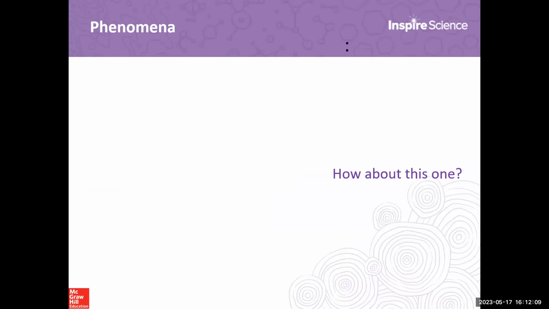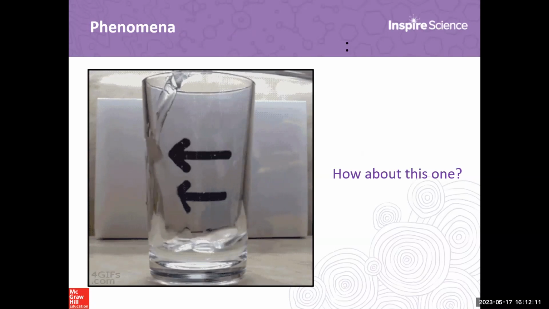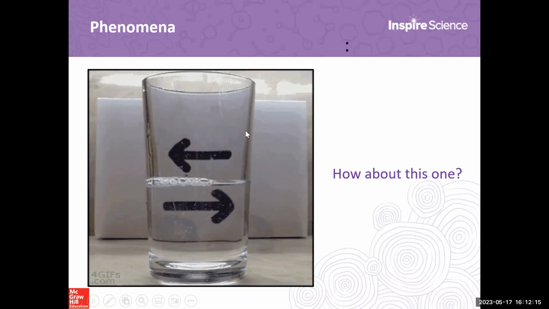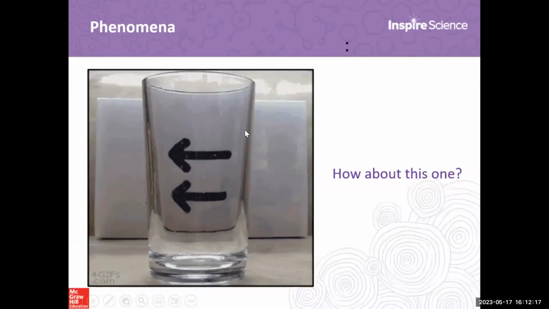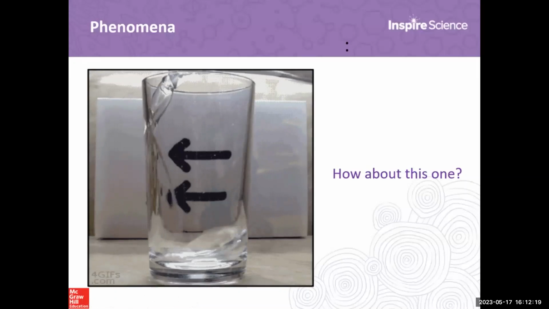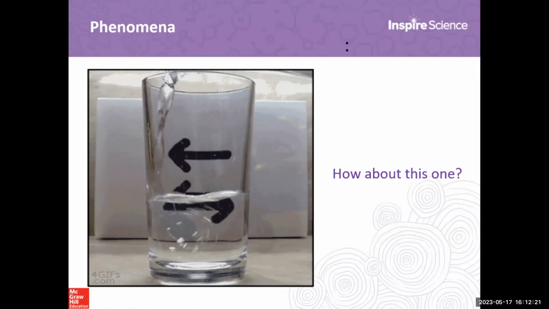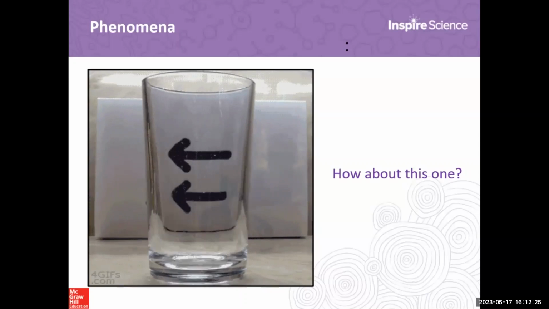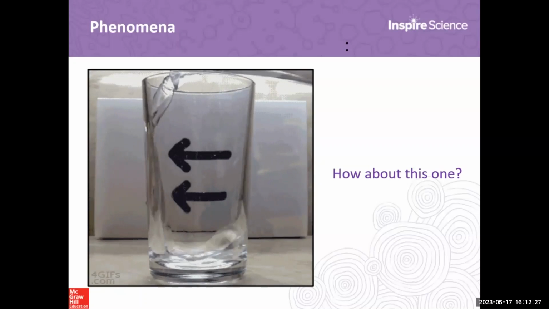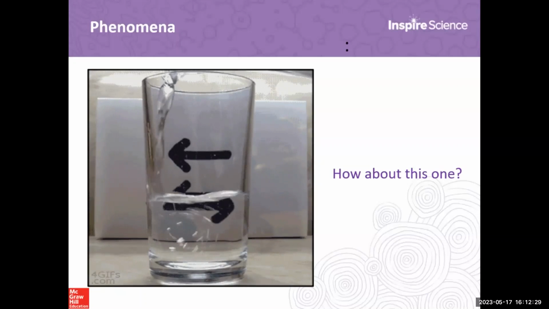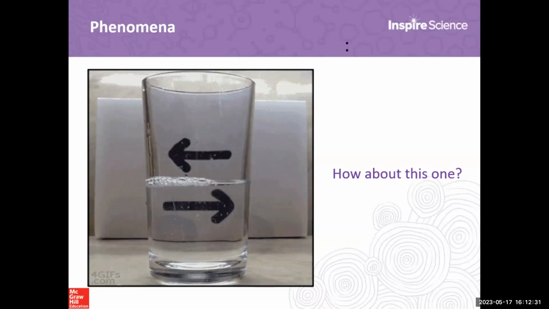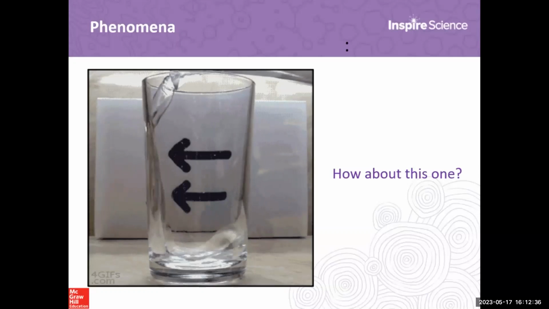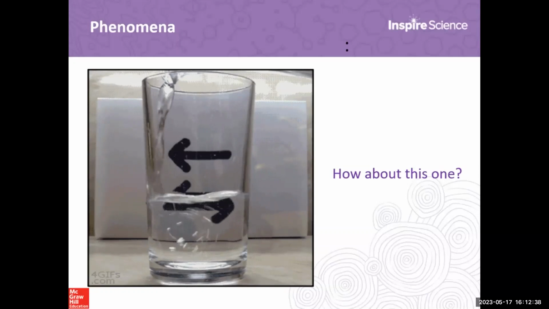What else can a phenomena be? Well, how about this one? Let's take a look at this one. Did you catch that? Let's watch this again. Let's take a look at this one more time. Got two arrows pointing the same direction. No, the bottom arrow is pointing to the right. Can this be a phenomena? Absolutely. What the heck is going on there? I've never seen that happen before. This is something students might be curious about and have questions and want to test and figure out what's going on through experimentation. So we see a phenomena can be a very simple image.